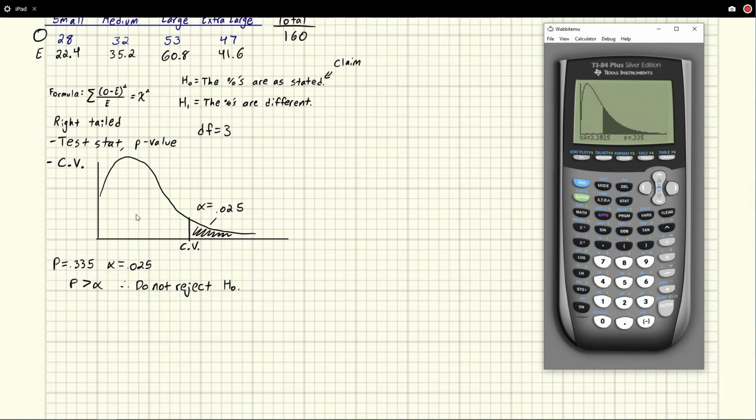We don't reject it because the null is over here, right? And our critical values back here. This is where we would reject. Well, we are well within the safe area, so we don't reject. Do not reject. And that's going to say things for our claim. But that's one way to tell.